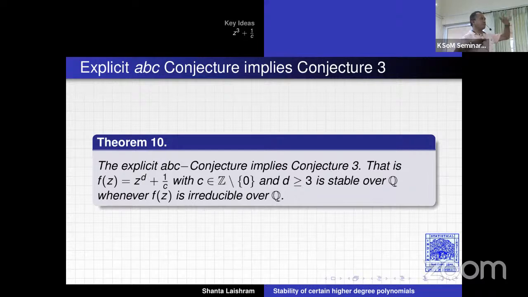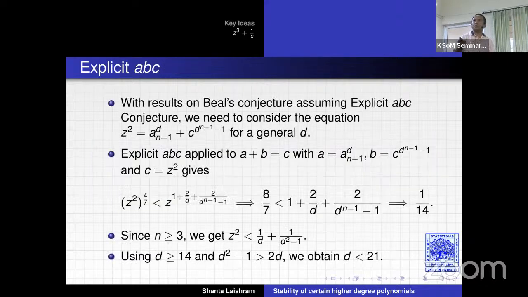But then there are quite a few cases which are not completely covered by the known results on the generalized Wiles conjecture. There we will use the explicit ABC. I want to tell you that after all those things, actually we're left with only very few values. So with results on the Wiles conjecture, assuming the explicit ABC conjecture, we actually need to only consider finally an equation of the form z^2 = a_n^d + c·(a_{n-1})^d, for general d.